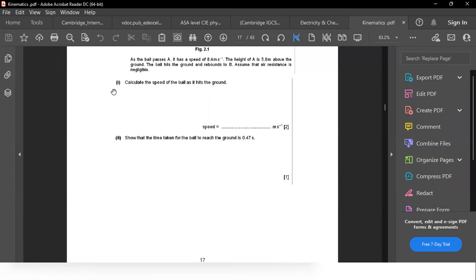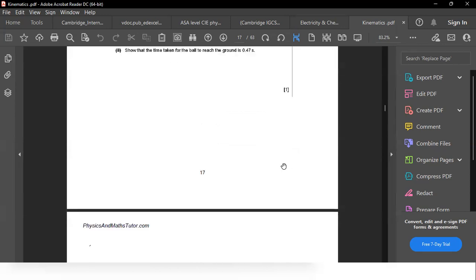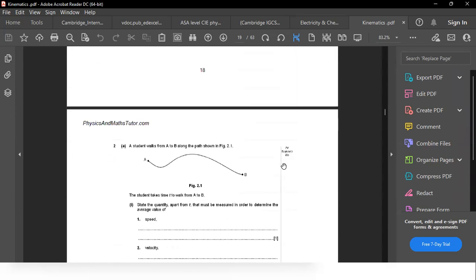The second part is also pretty easy. Show that the time taken for the ball to reach the ground is 0.47 seconds. So you have the initial speed, you have the final speed that you just calculated, you have the distance and you have the acceleration. Any equation is going to end up working over here.